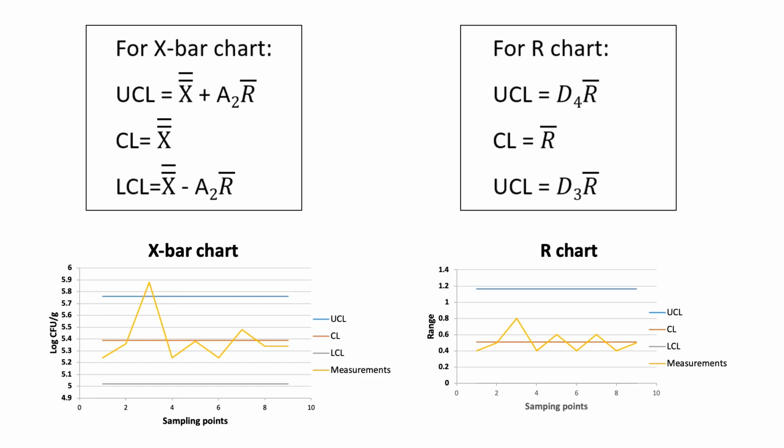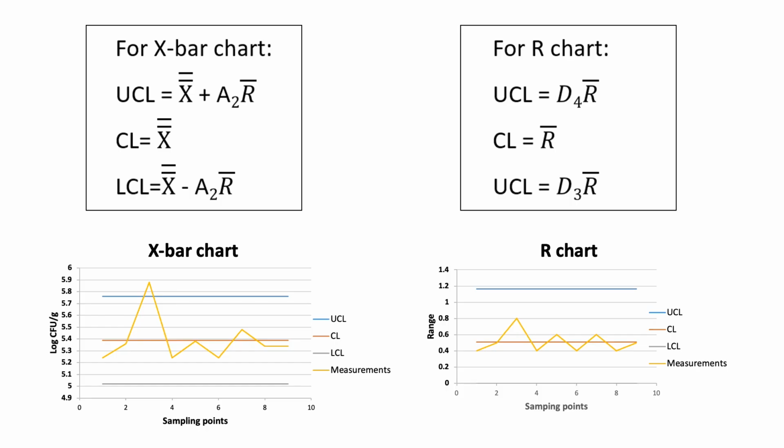X-bar is the average of all measurements. R-bar is the average of all R values calculated at each time point. A2, D4, and D3 values are constant values determined by the degree of freedom. For this example, the degree of freedom is 3, because 4 samples were taken at each sampling point.